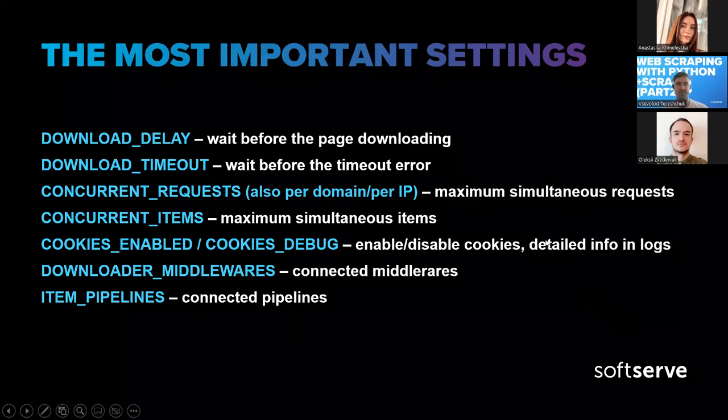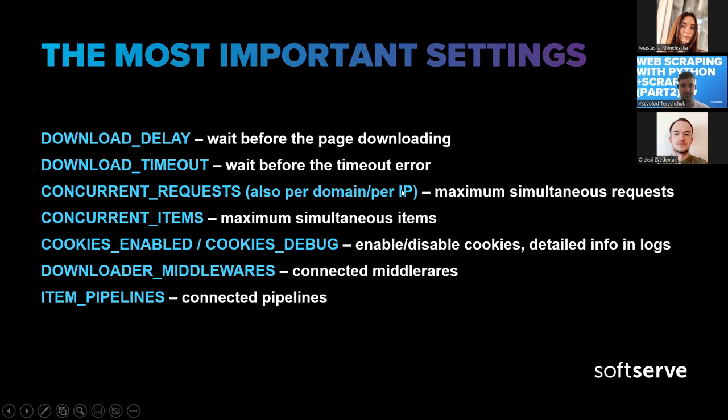Next, let's review the most important settings in Scrapy that can be specified in the settings module. Not so many settings, but they are quite important and used really often. So let's start reviewing. First is download delay and download timeout. They are self-descriptive and describe how much time you should wait before the page downloading. It might be used in several cases.